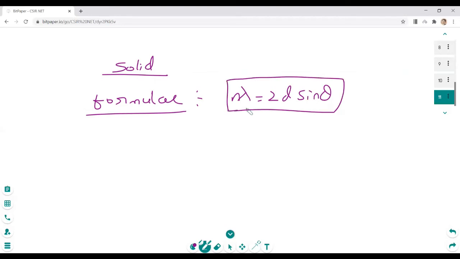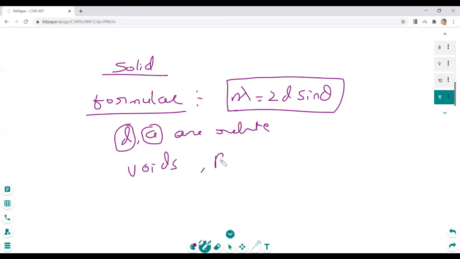Starting from this, you should know how d and a are related, and you have to understand, given a density, how you can calculate d, or how you can calculate a. All those things are extremely important. Then you have to learn about voids, packing, all those things. In those, more than concepts, you have to understand the formula.